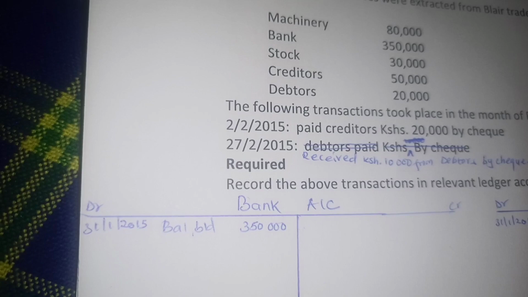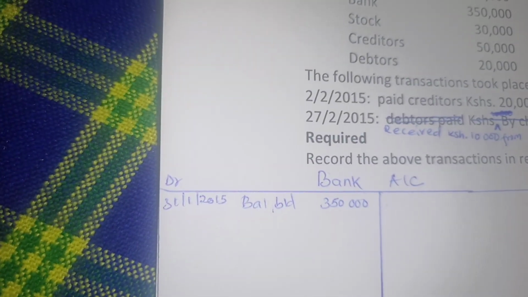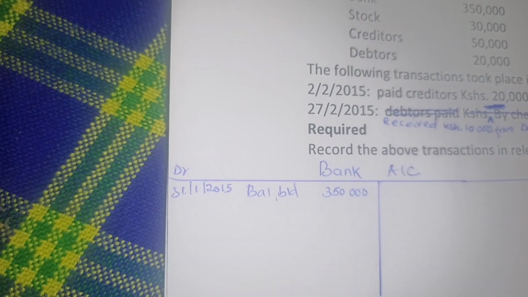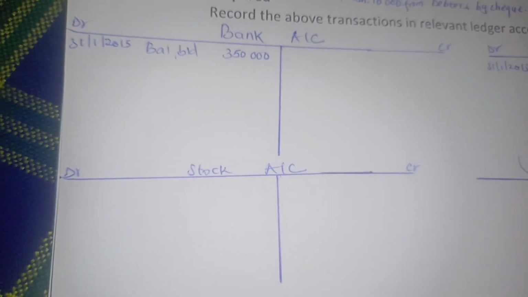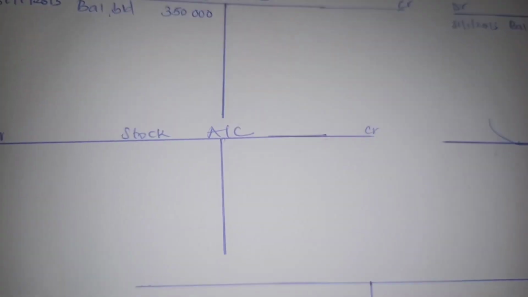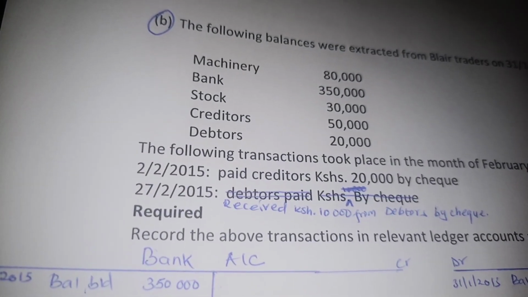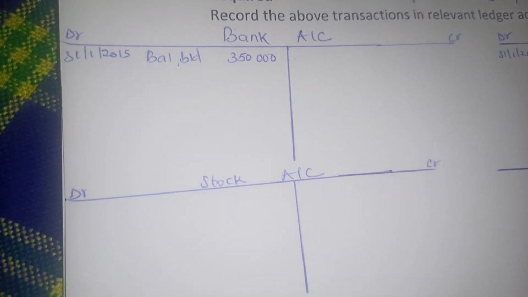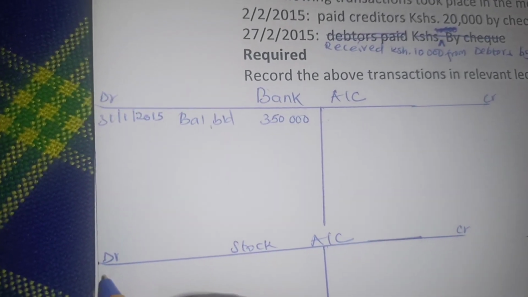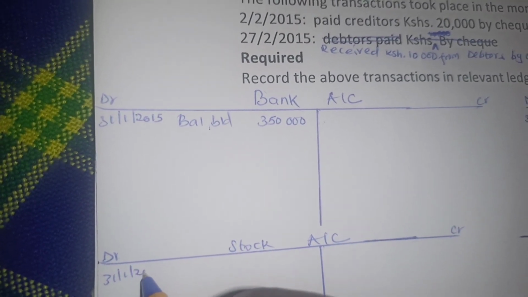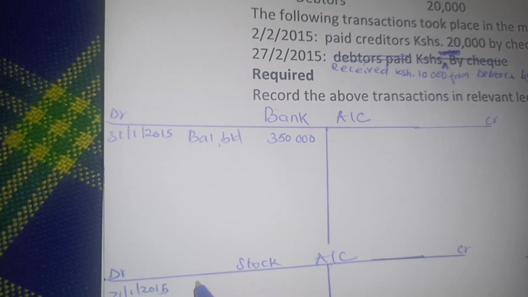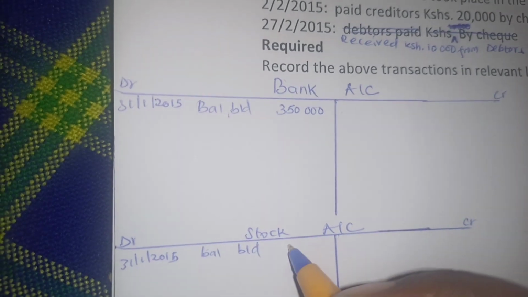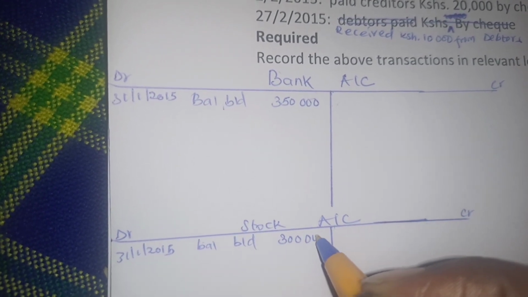Next one is stock. Stock account, credit and debit. Stock account, the balance is 30,000. We have on 31st January 2015, the balance for stock that was brought down amounting to 30,000.